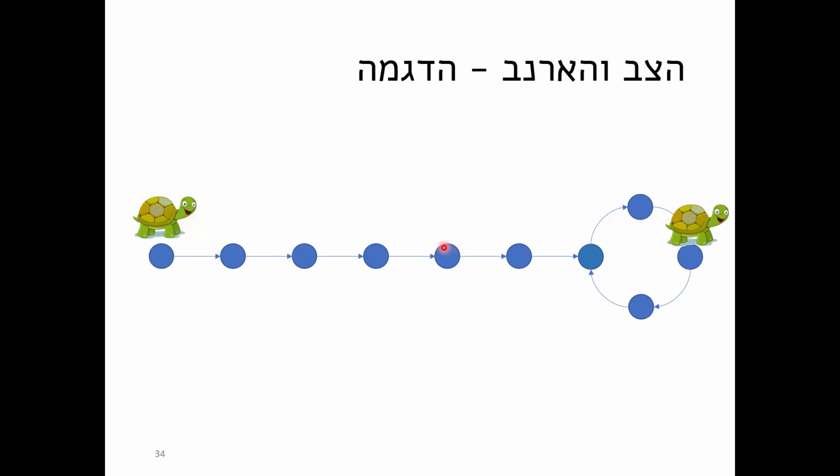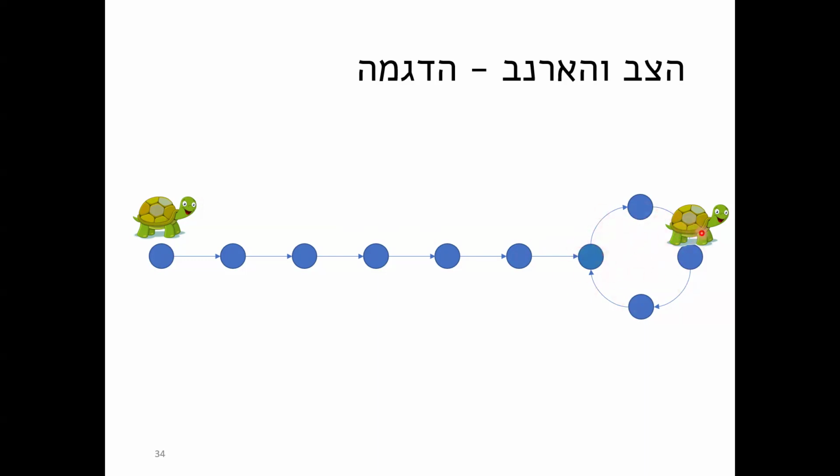If the two turtles don't meet, that means they'll never meet, right? Because let's say if the second turtle gets to here when the first turtle is here, then they'll always increase by one, and they'll never, ever meet.